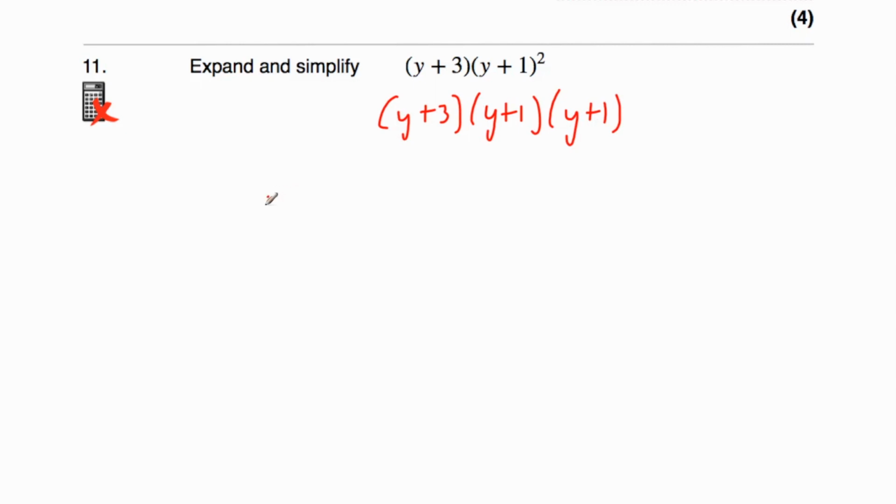So y times y is y squared. y times 1 will be plus 1y or plus y. 3 times y would be plus 3y, and 3 times 1 will be plus 3. And then we've still got our y plus 1.